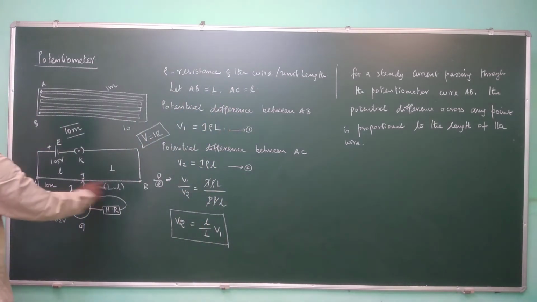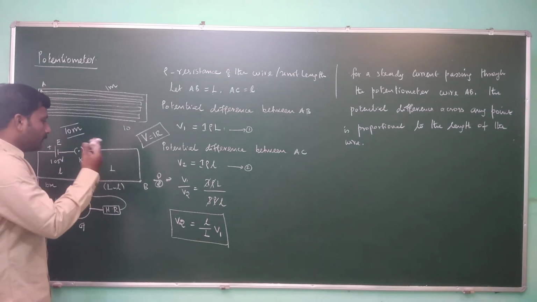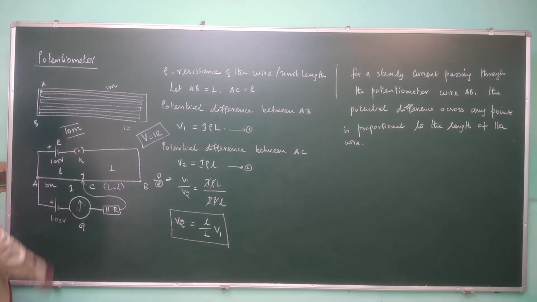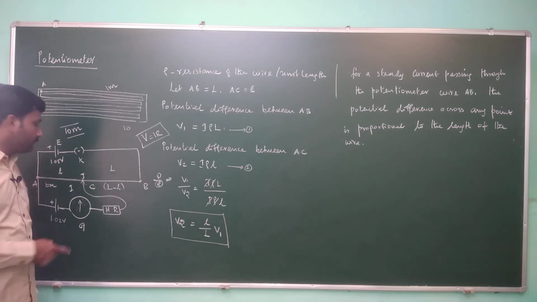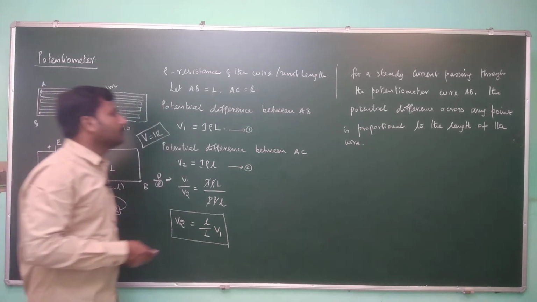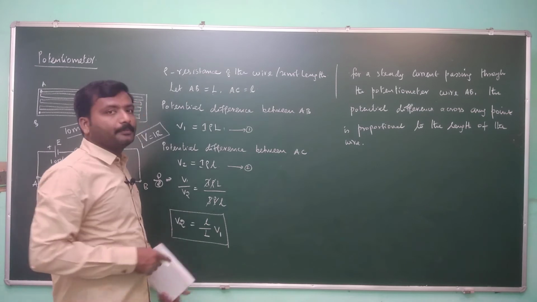So here there is a steady current, that is, we have applied only a DC battery in both the cases, so there is a steady current passing through it. In this case, the potential difference across any point between this wire AB is proportional to the length of the wire. That is, if the wire length, small l, is small, then the potential difference will be small. If the value is high, then the potential difference will also be high, right? So in that way we can calculate the potential difference at any point in the potentiometer wire.